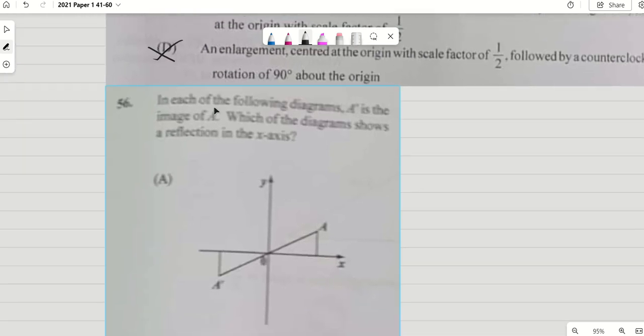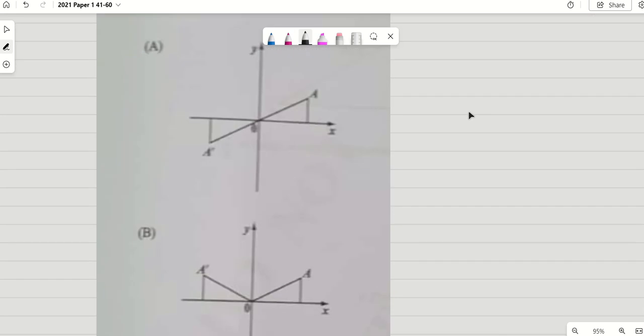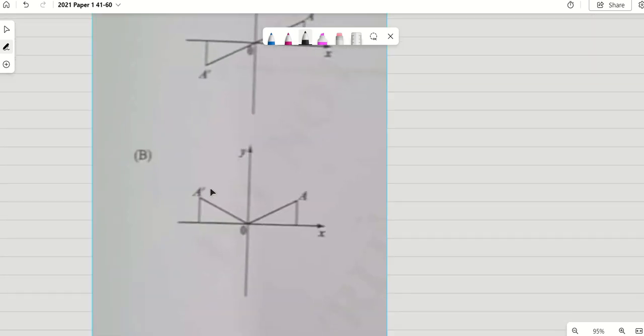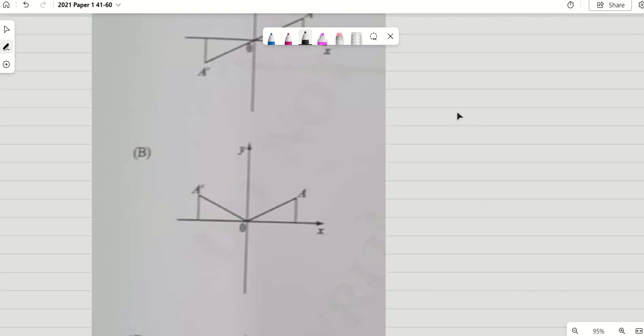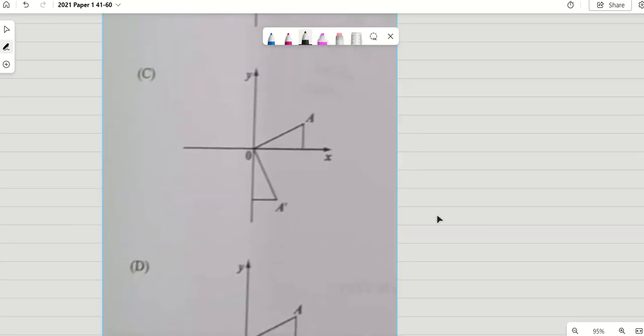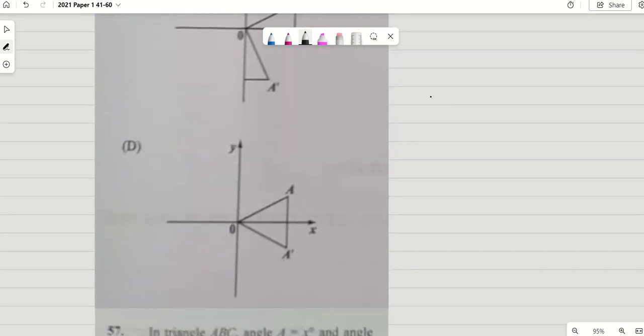Right, number 56. In each of the following diagrams, A1 is the image of A. Which of the diagrams shows a reflection on the x-axis? Not A, well, A and B. Sorry, B is a reflection, but it is along the y-axis. It's the x-axis, right? Not C. C is a rotation, so the answer is D. D is the answer for this question.